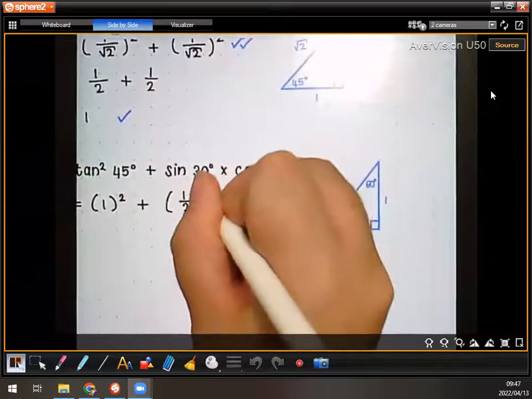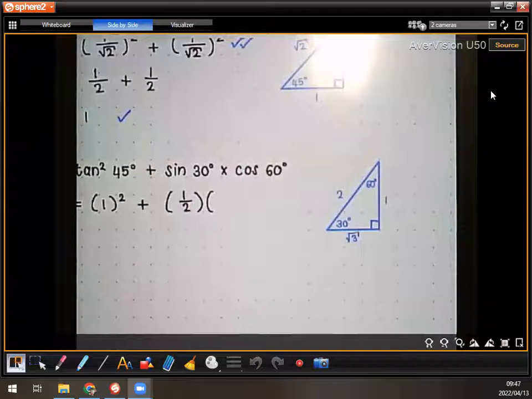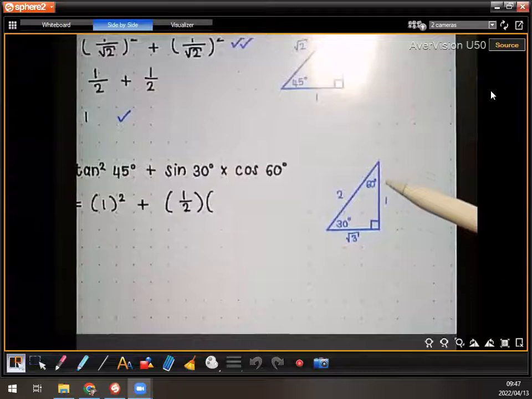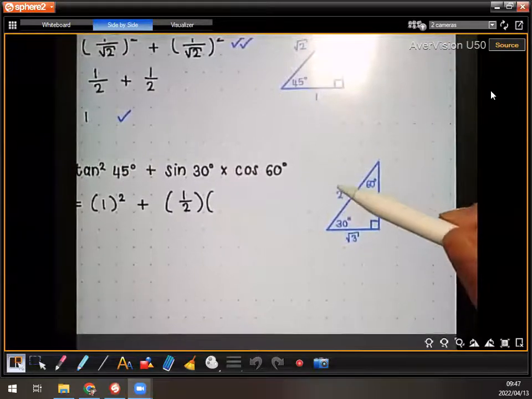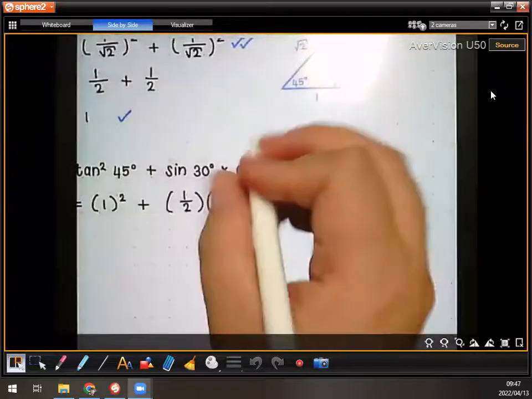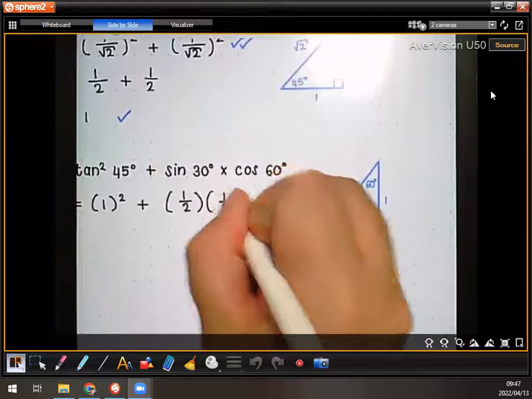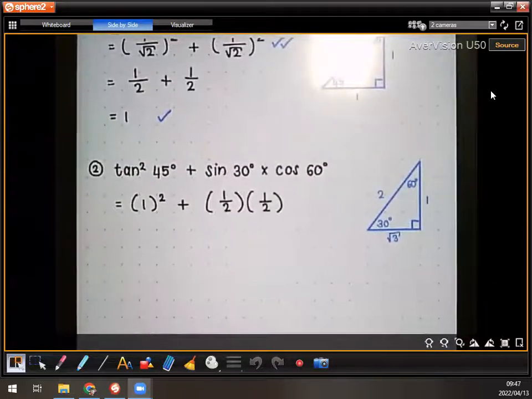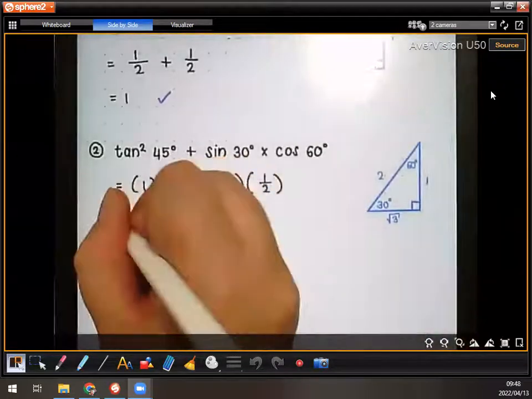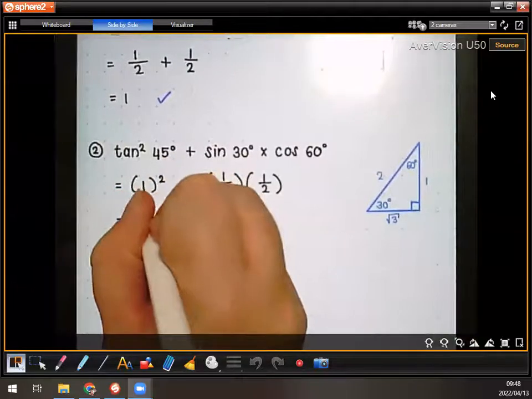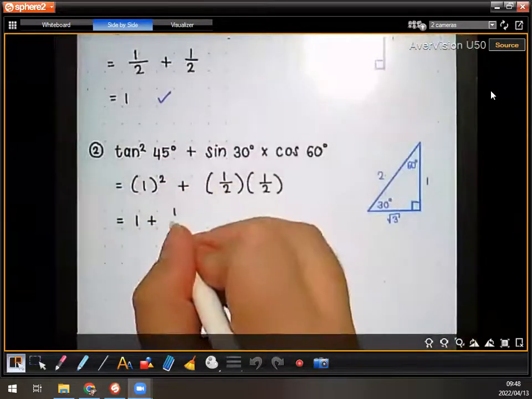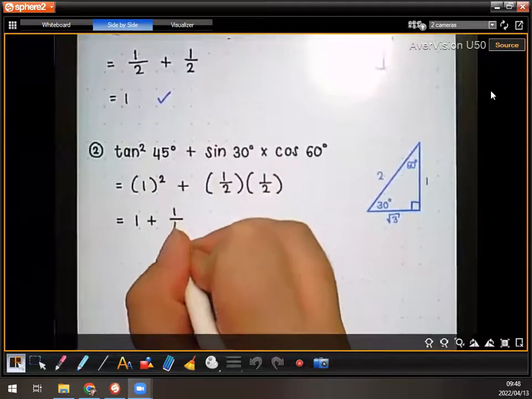Is it okay? Yes. Cos 60, we're looking at the 60-degree angle. Sorry, cos is adjacent over hypotenuse. So cos 60 is also a half. Now we need to work that out. We have 1 plus a quarter. I suppose it's a very simple step. It probably would have been fine if you didn't actually write that down.